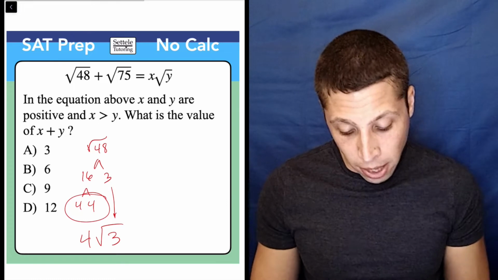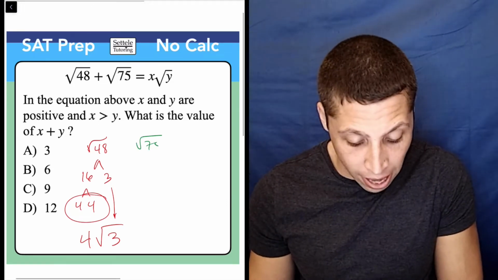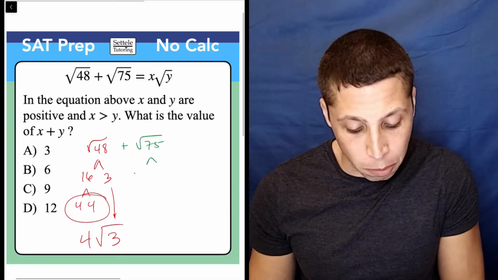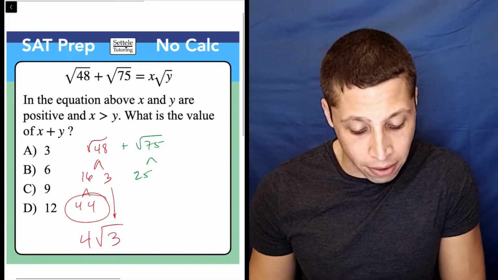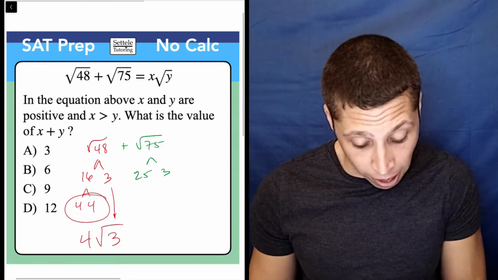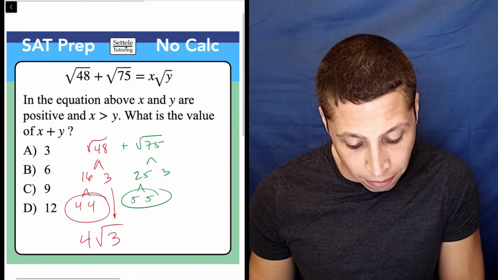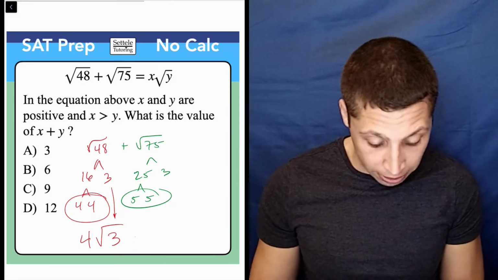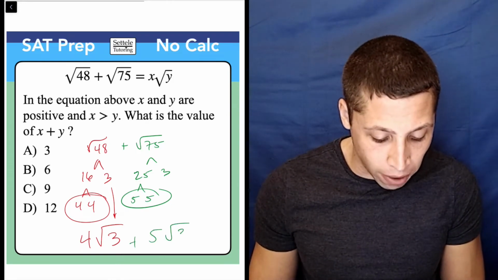Let's do the same thing with radical 75, because that one can be split into 25 and 3, and 25 is also a perfect square. That's going to be 5 and 5, and so those 5s can come out, leaving us with 5 root 3.